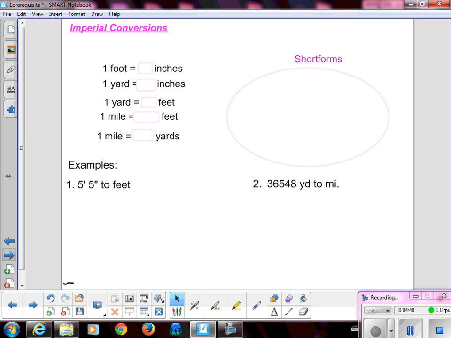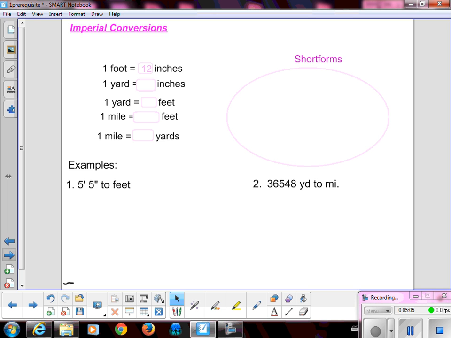Imperial doesn't have necessarily a base. Usually people that have taken a lot of shop classes find this a little bit easier because you've had to work with imperial measurement in the shops. So first of all, let's look at some basic conversions.